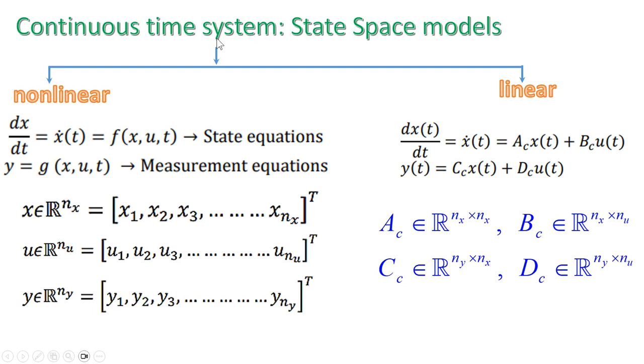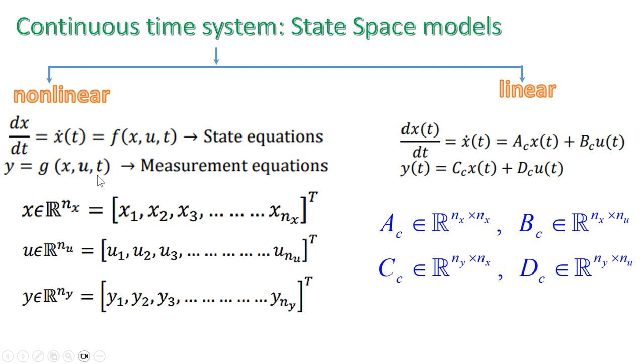Continuous time state space models can be both linear and nonlinear in nature. The nonlinear state space model in continuous time can be written as follows. This is the state equation, and this is the measurement equation. In the state equation, f represents any nonlinear function that is dependent on x, the state, u, the control input, and time. For the measurement equation, g represents any nonlinear function which is dependent on x, u, and t.